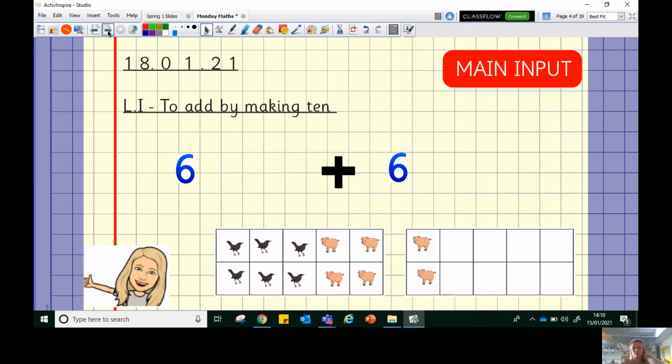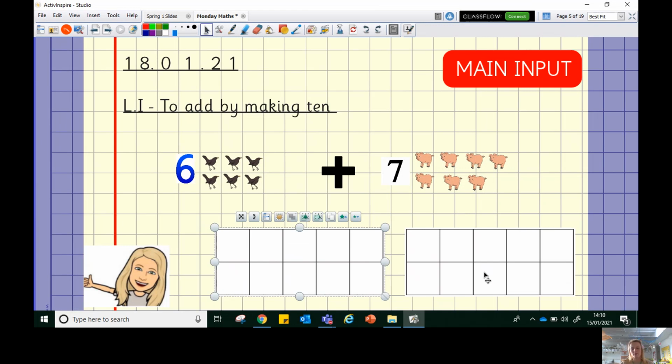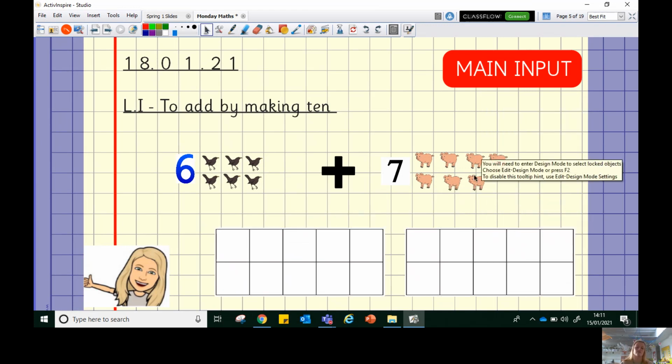We're going to have a go at one more. So get your resources back out of your tens frame and get ready for the next question. Okay, your next question is here. So I've got 6 crows plus 7 pigs. So have a go and see if you can move them into your tens frame.